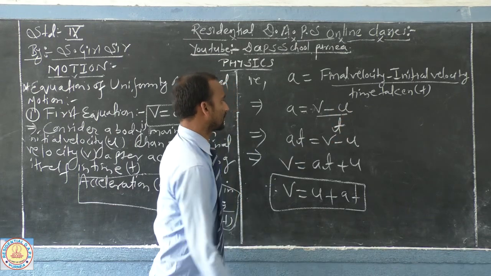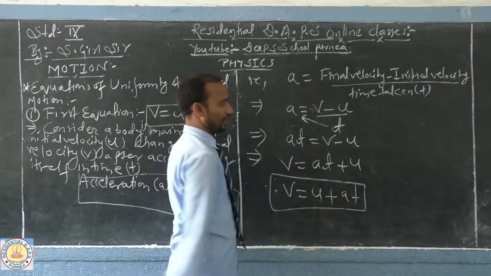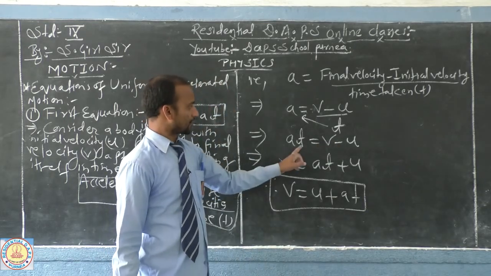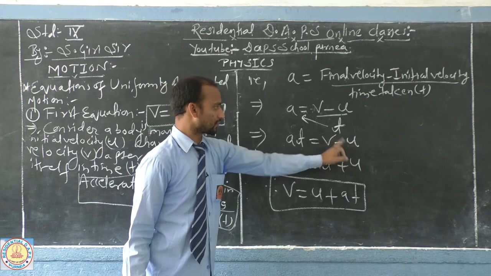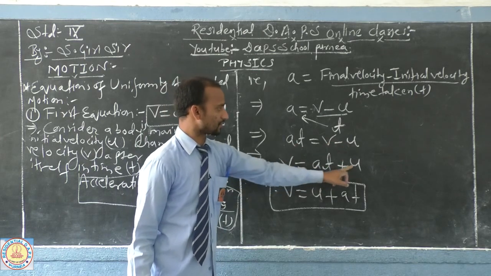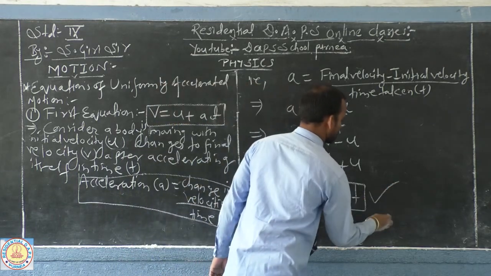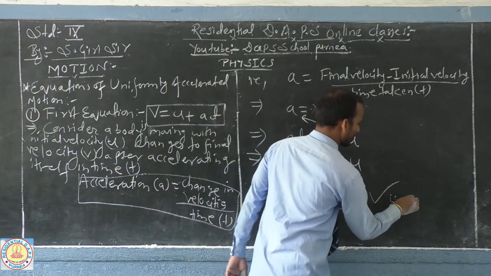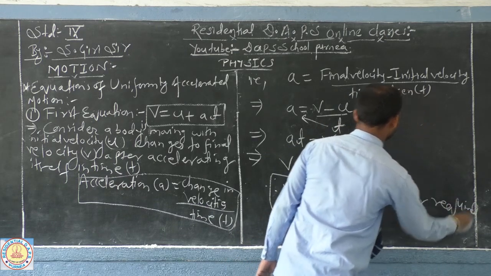Now just solve the equation from here. By cross multiplication, a into t equal to v minus u. Arrange this quantity to the other side, you will get at plus u, and finally you get v equal to u plus at. This is the required equation, our required first equation of motion.